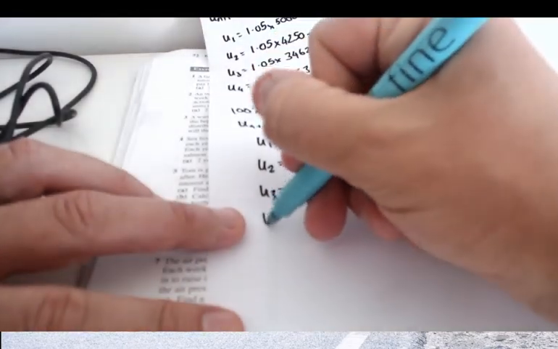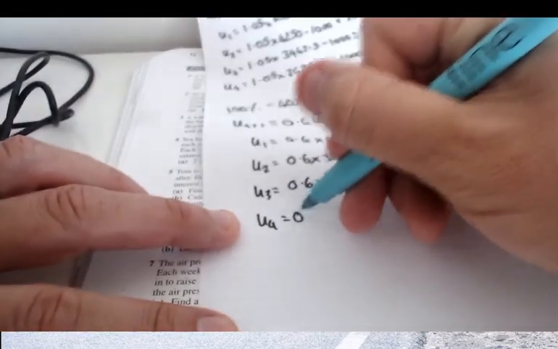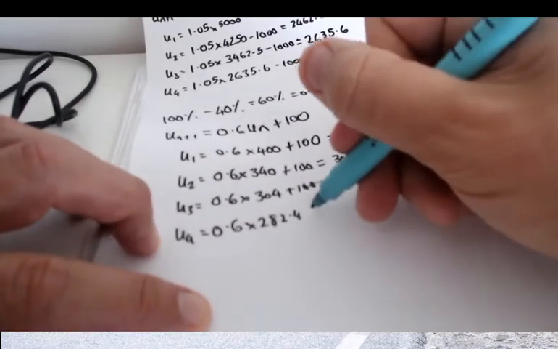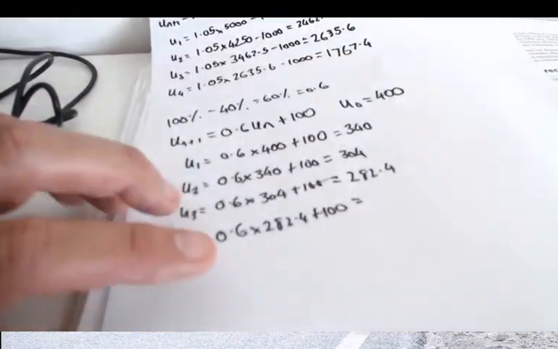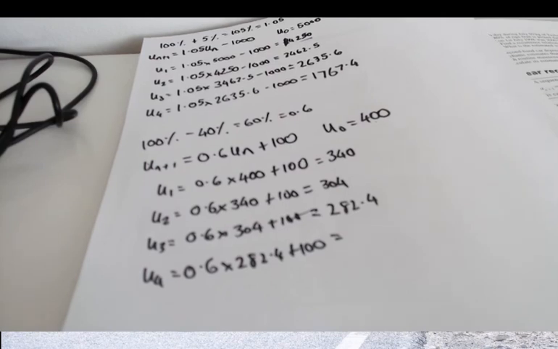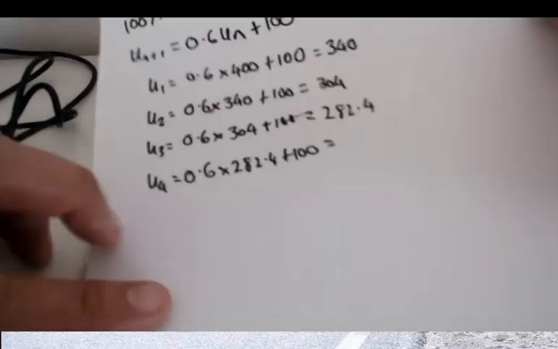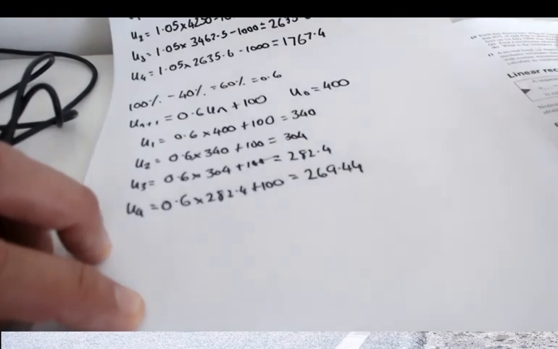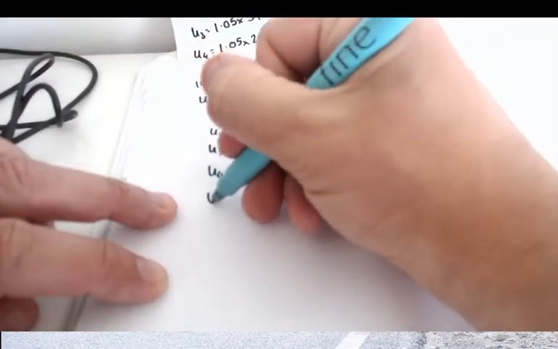282.4. And then if I'm going to get U4, I'm using 0.6 times my last answer, add 100. Remember, to get the next answer, you are always using your last answer. I cannot stress that enough. That comes in at 269.44.